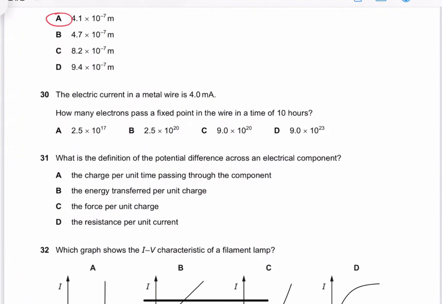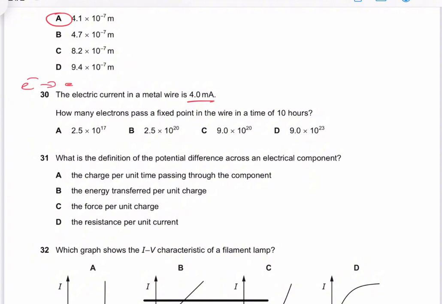The electrical current is 4.0 milliamps. How many electrons pass a fixed point in a time of 10 hours? What is current? Current is the rate of flow of charge carriers. So charge carriers can be electrons, right?